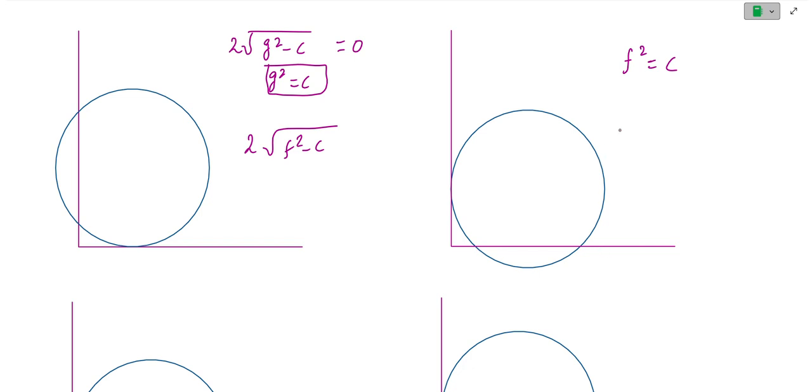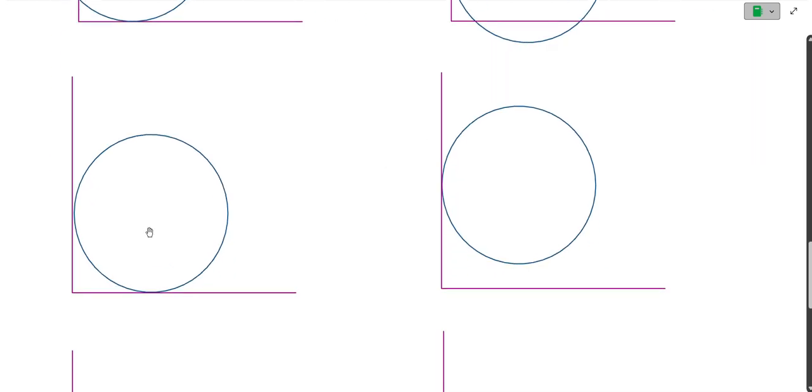Here it is intersecting the x-axis, so the x-intercept will be 2 times under root g square minus c. One more case: the circle is touching both the axes. In this case, g square value will be equal to c and f square value will be equal to c.